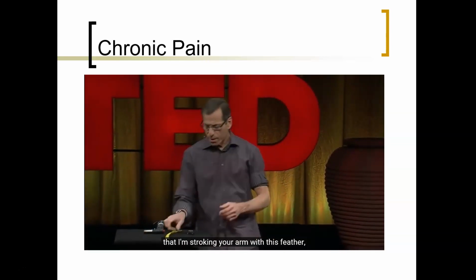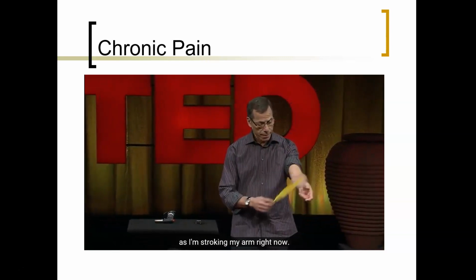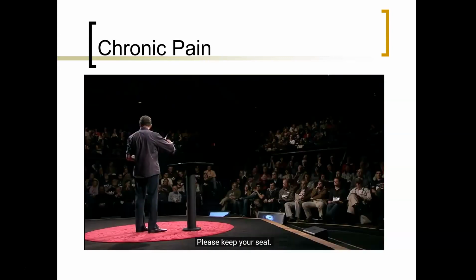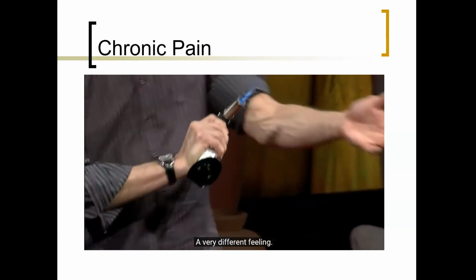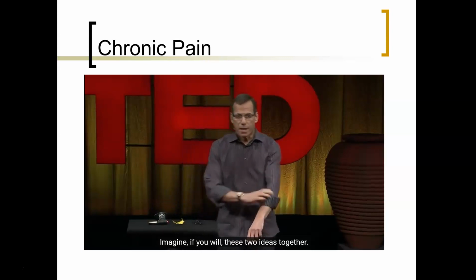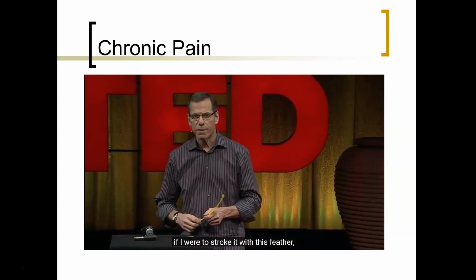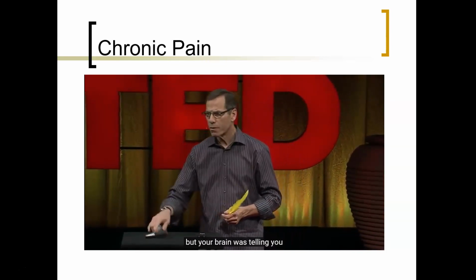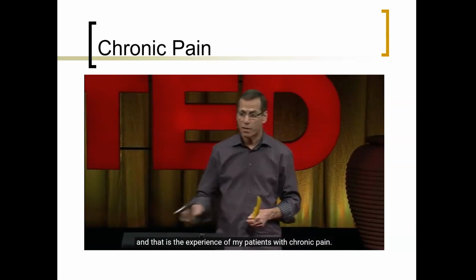So imagine, if you will, that I'm stroking your arm with this feather, as I'm stroking my arm right now. Now I want you to imagine that I'm stroking it with this. Please keep your seat. A very different feeling. Now, what does it have to do with chronic pain? Imagine, if you will, these two ideas together. Imagine what your life would be like if I were to stroke it with this feather, but your brain was telling you that this is what you are feeling. And that is the experience of my patients with chronic pain.